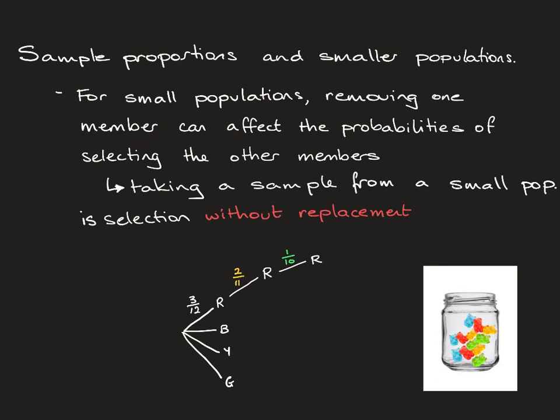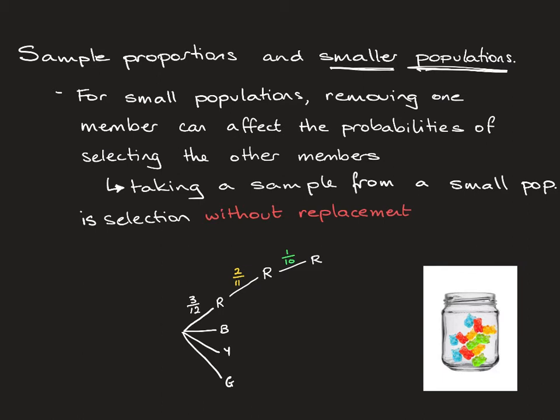So now let's have a look and see what happens with your sample proportions and their probabilities if you have a smaller population. And by a smaller population, I mean where if you remove one member, it can affect the probability of selecting the other members. So normally your smaller populations are smaller numbers, way less than 100. So here's a small selection of lollies in a jar.